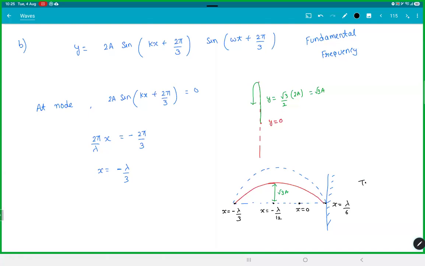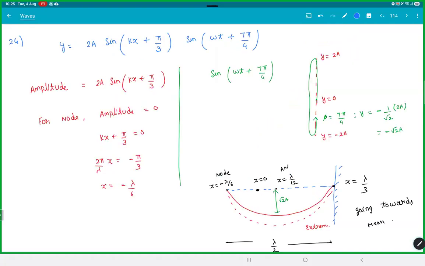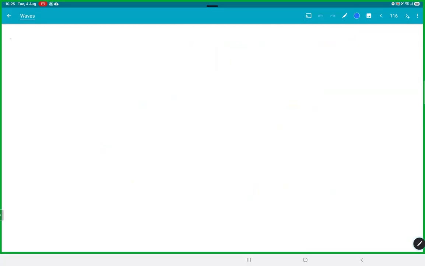And this is going towards mean position. So the string is above the mean, it is coming towards it. All clear with this? So if you get an equation with the two phase angles, that's how you play around. Now, combining everything, this would be the final question, stationary waves.